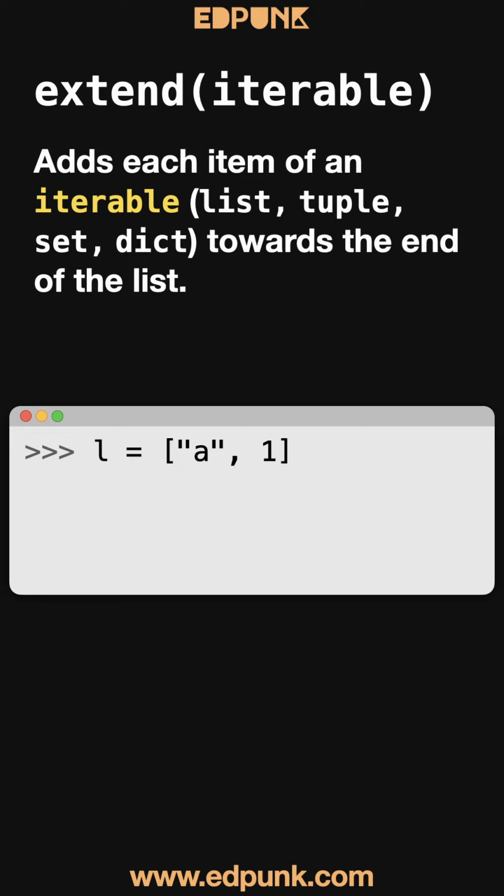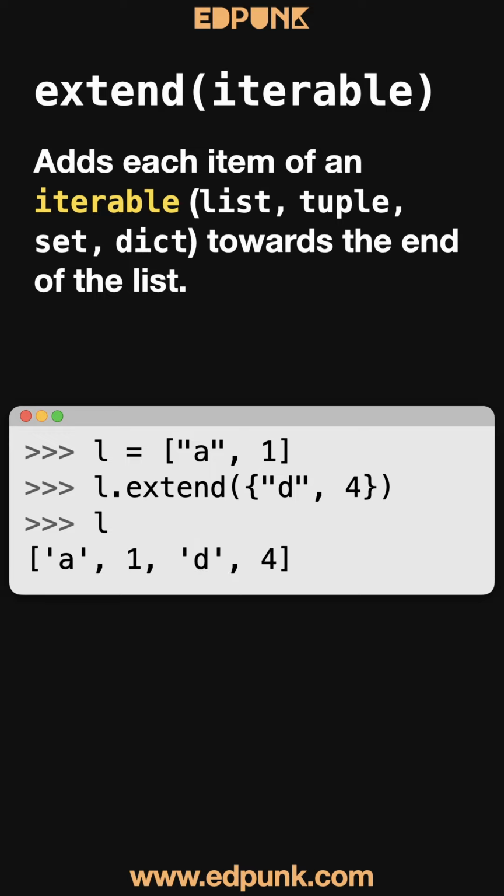Let us assign a list containing items string A and int 1 to a variable L. Now, to add items string D and int 4 from a set, let us execute l.extend set string D, 4. Now, let us display the list. The list L is now modified and new items string D and int 4 are added at the end of the list.